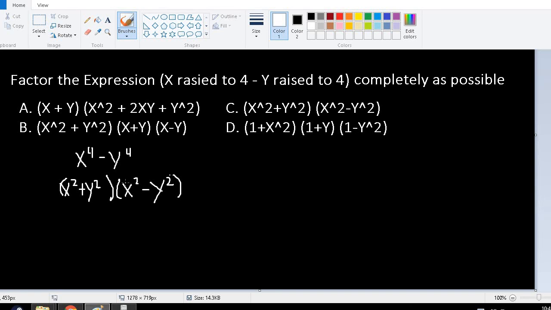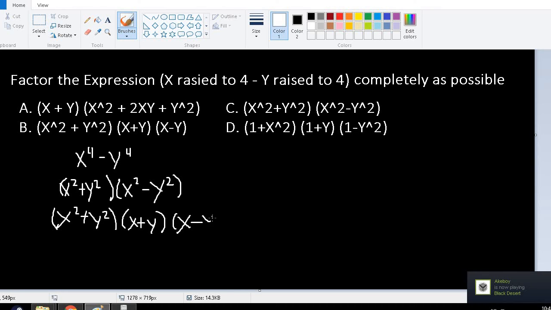Now, we can still factor this one by using difference of two squares, because the problem states to factor the expression as completely as possible. So this term is still factorable, and we're going to continue. x squared plus y squared, I just copied this. Now we're going to use difference of two squares again: x plus y, and this is x minus y. Now we can see the answer is letter B.